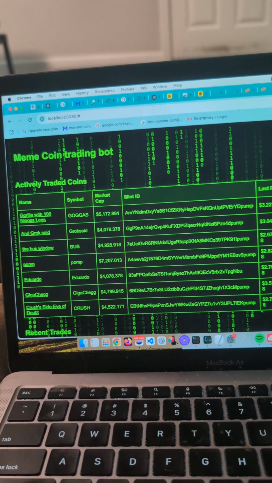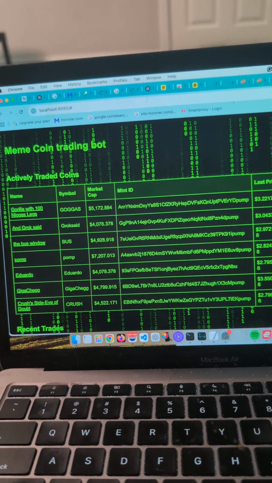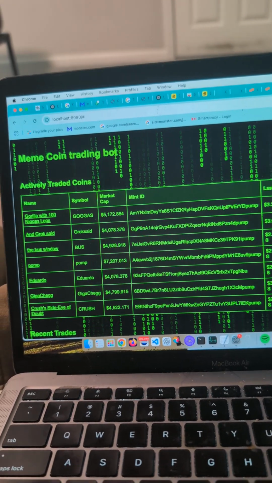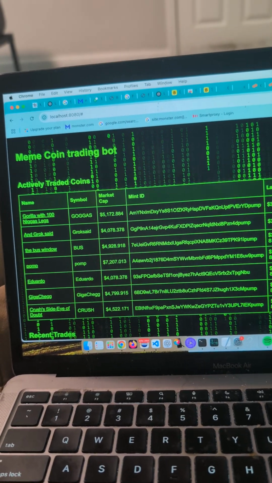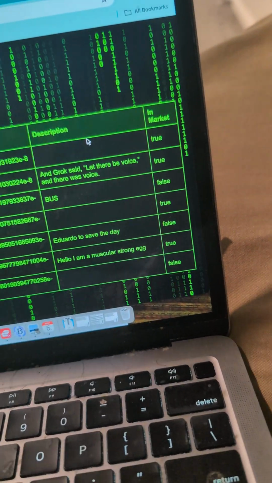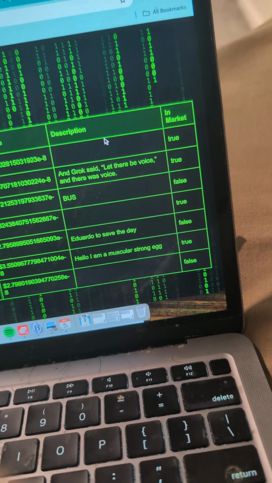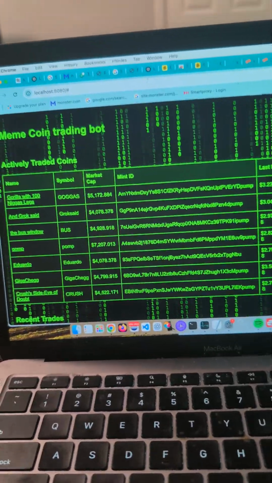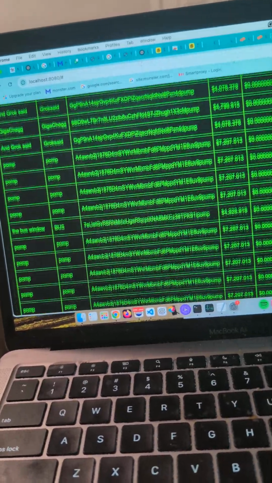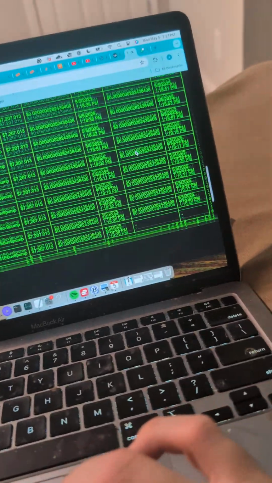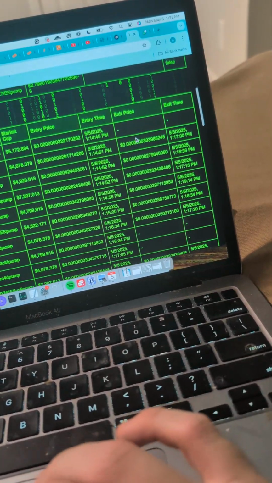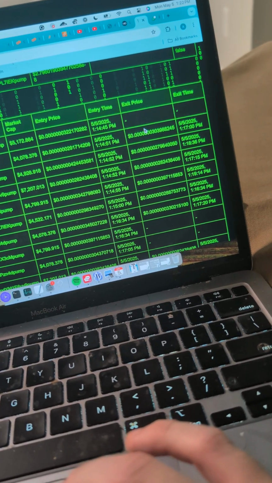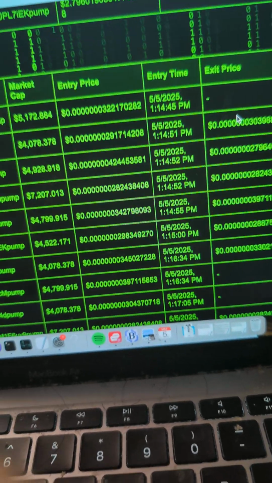Right now it's set up to trade 8 different coins. But it can trade unlimited coins in theory. We're still in the market with several of these. 4 of them, actually. See where it says exit price dash? That's because we haven't exited. The entry time is listed here.